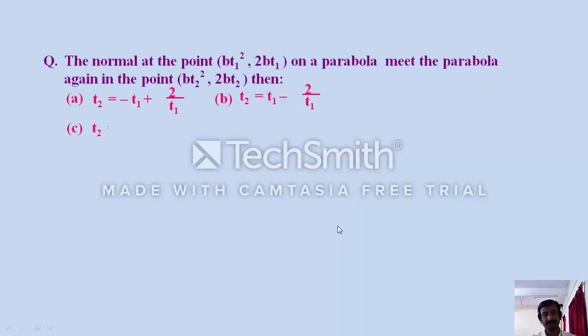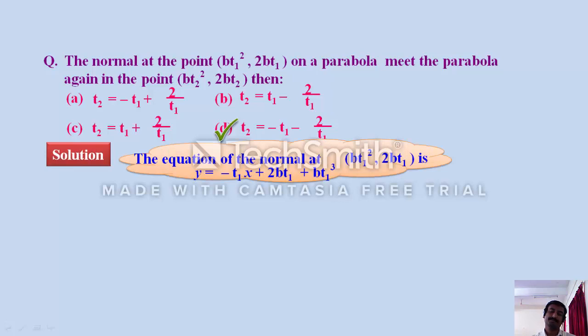Now the next question, it is a very simple question but looks a little bit difficult. Looks difficult but it's a very easy problem. The normal at the point bt1 square, 2bt1 on a parabola meets the parabola again at the point bt2 square, 2bt2. So then what is the condition? The answer for this question is the fourth one, and let us see how we got the answer.